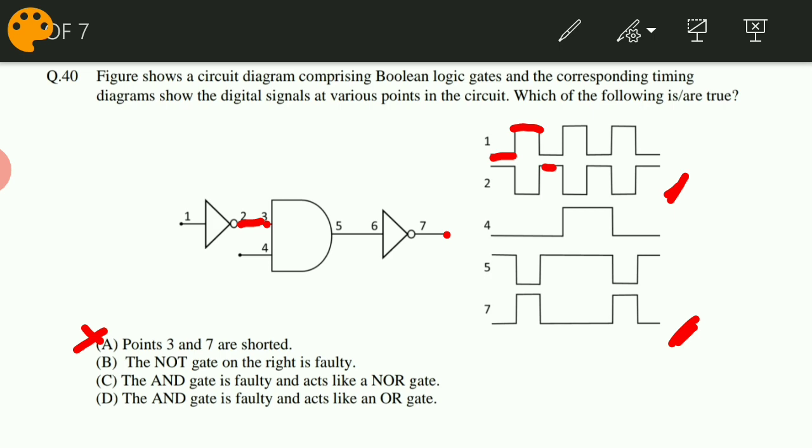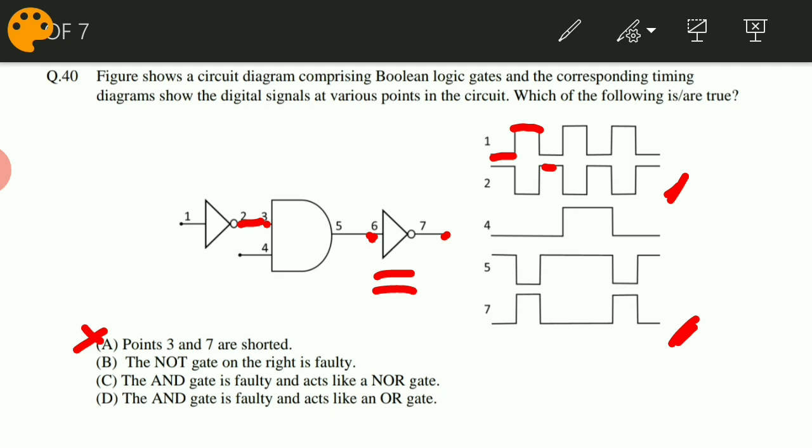Now moving on to the second option, the NOT gate on the right is faulty. So let us check that. Whether this NOT gate is functioning properly or not, that is our question. What is the input of this NOT gate? The voltage at point 6 is the input of this NOT gate, and the voltage at point 7 is the output of this NOT gate.